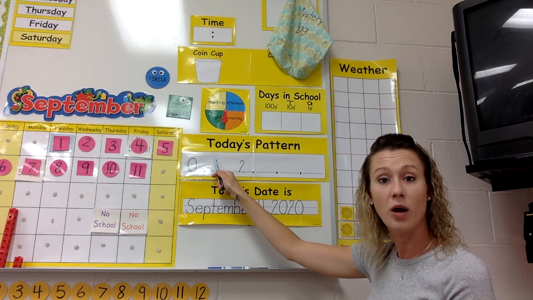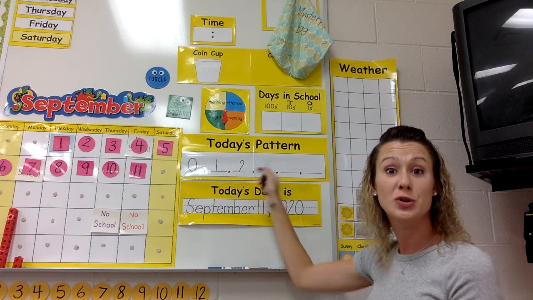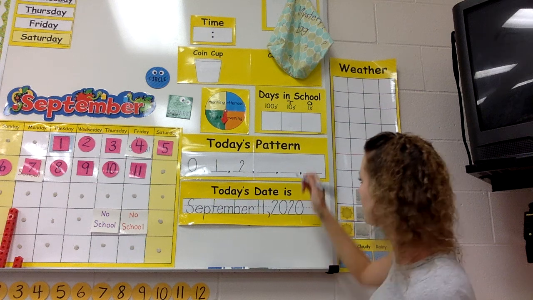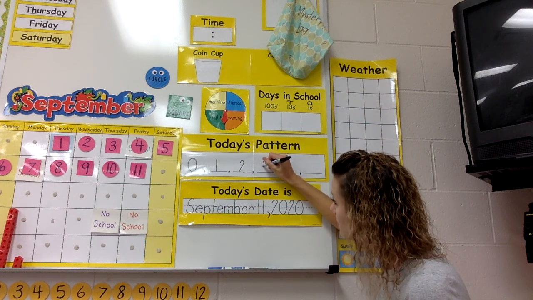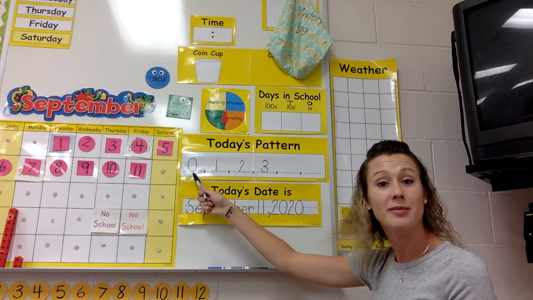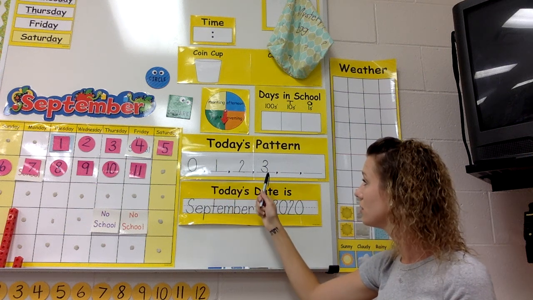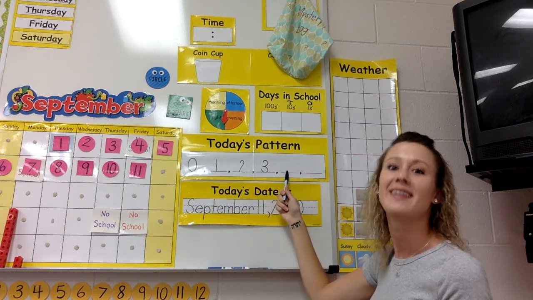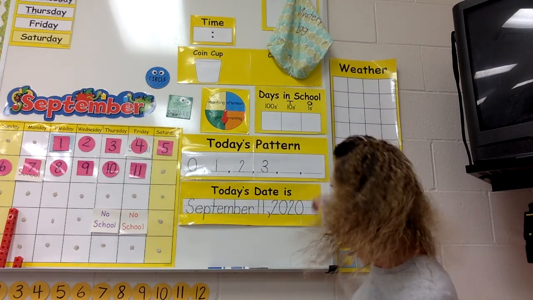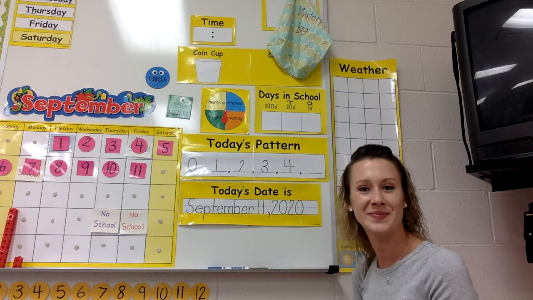0, hop 1 more, 1. 1, hop 1 more to 2. 2, hop 1 more to 3. 3 would be 1 more hop. So we're going to write the number 3. Halfway around and around again. Count with me, ready? Go. 0, 1, 2, 3. 1 more hop, and you hop 1 is the number 4. You got it. Down, slide right, and cut it in 2.